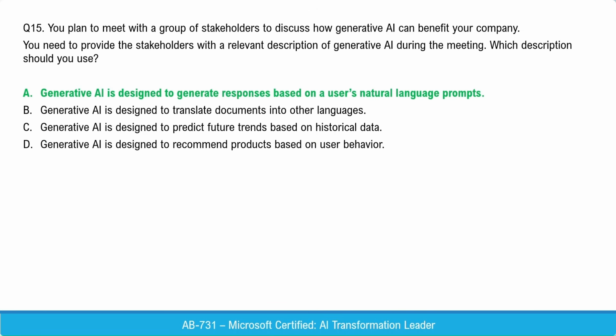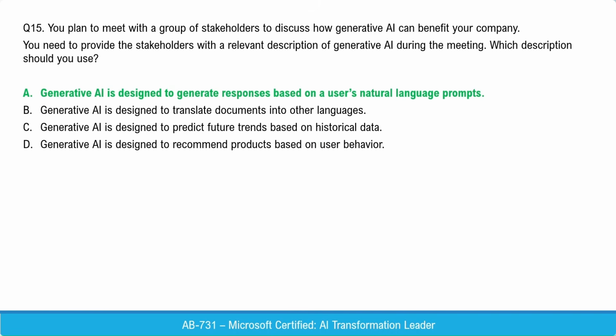Gen AI is designed to generate responses based on a user's natural language prompts. Let's understand why. The option A states that Gen AI is designed to generate responses based on a user's natural language prompts. This is the most accurate and complete description. Gen AI works by taking user input in natural language and producing new content such as text, images, code, or even audio. This makes it very powerful and easy to use across different business scenarios.